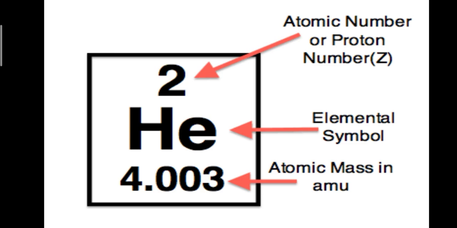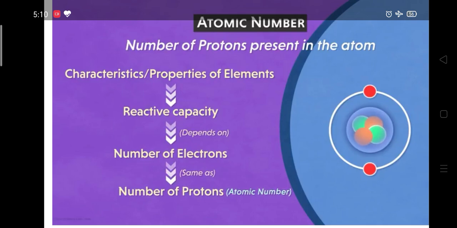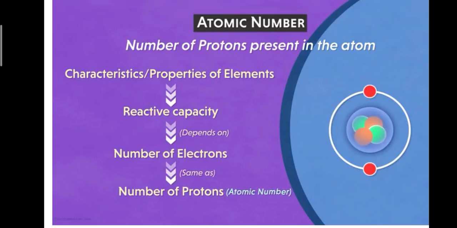So in this way each and every element in our surroundings is distributed according to the atomic number and atomic mass number, along with that the number of electrons. So now let's move on. The number of protons present in an atom represents the atomic number. There are some characteristics or properties of elements.